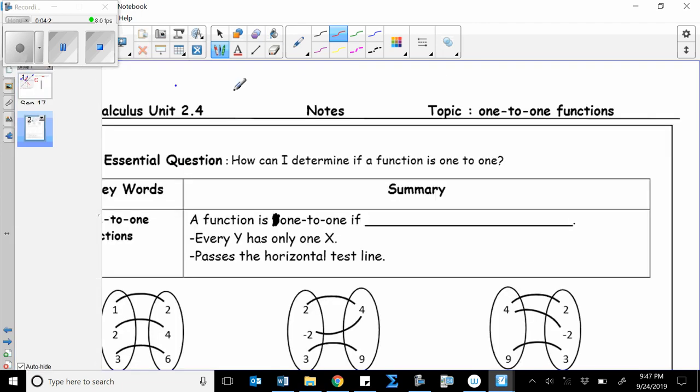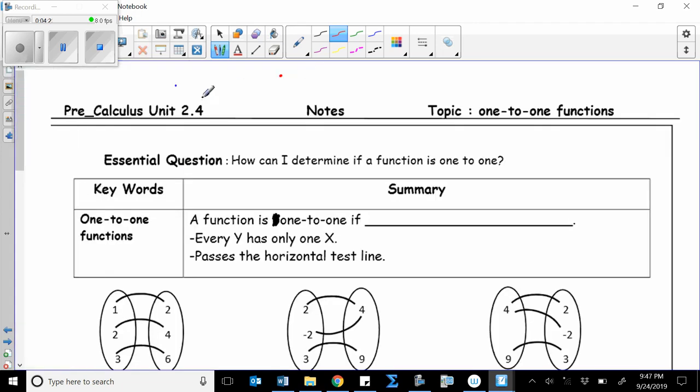Now let's see what is a one-to-one function. We're going to learn about one-to-one functions and determine if a function is one-to-one or not. A function is one-to-one if it has an inverse function. An inverse function means the inverse of this function is a function.